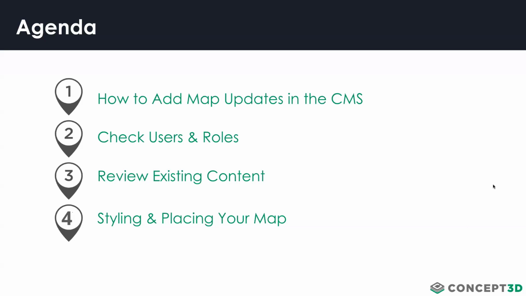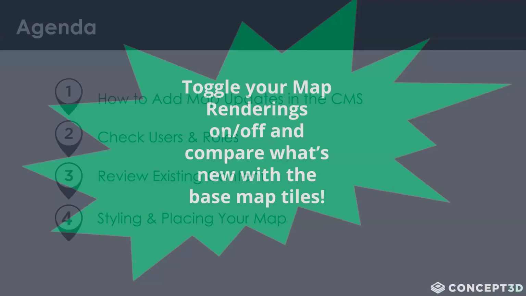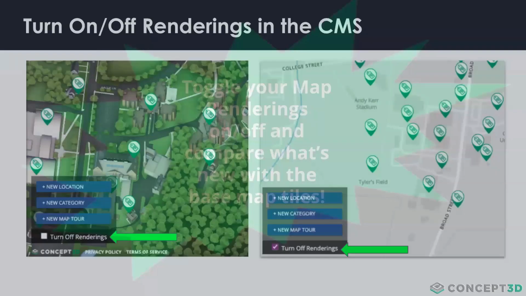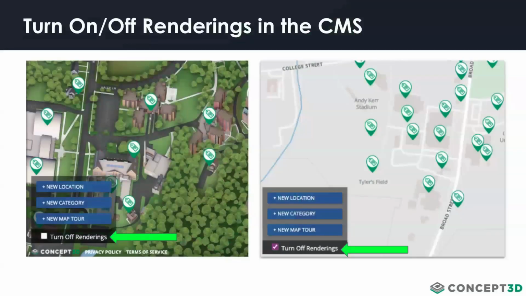And I have this set up in the form of tips and tricks here. So the first one I'm going to recommend is that you can toggle your map renderings on and off and compare what's beneath on the base map tiles with just the click of a button. So what do I mean by that? Now, this is something that only us here at Concept3D had the ability to do until recently, which we have activated for our admins in their CMS.